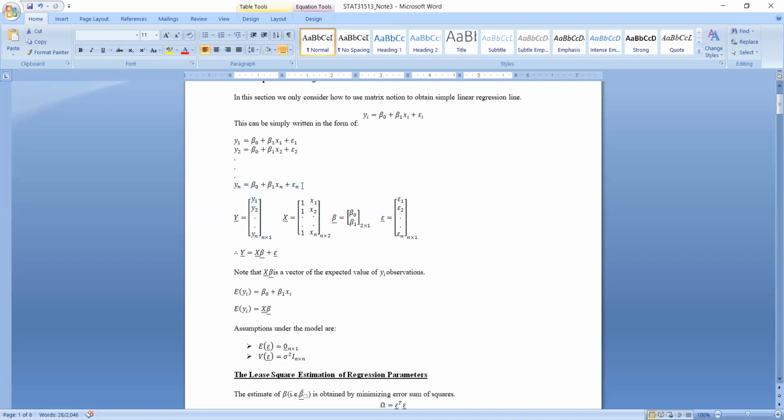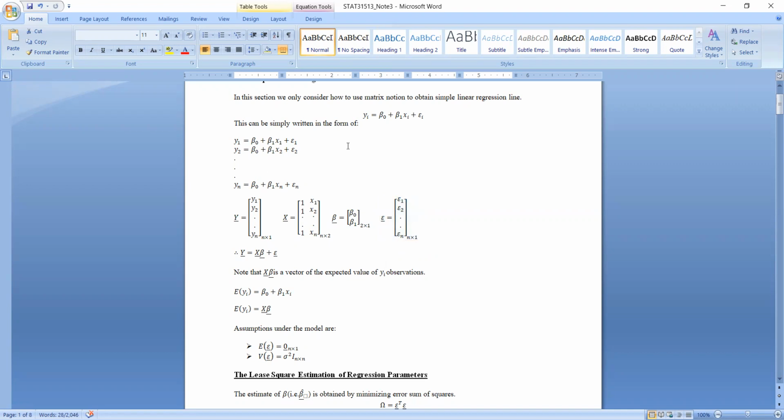And if you look at the error term, since we have n number of pairs, for each pair we can talk about the error. So we need n number of error terms: epsilon 1, epsilon 2, up to epsilon n. Again, that has n rows but one column. So you can place all your errors into one matrix like this. This is your error matrix.